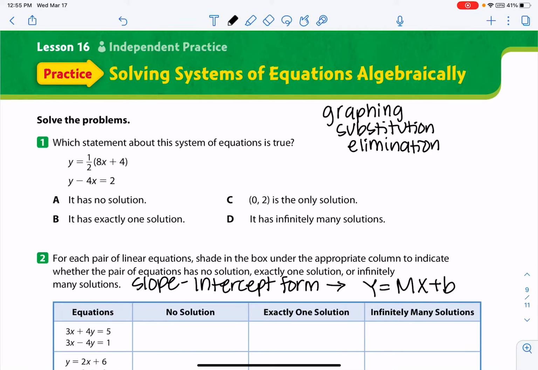All right, so this is the final set of pages for our lesson 16, solving systems of equations algebraically. We have the three ways that we could solve a system, and it's through graphing, substitution, or elimination.